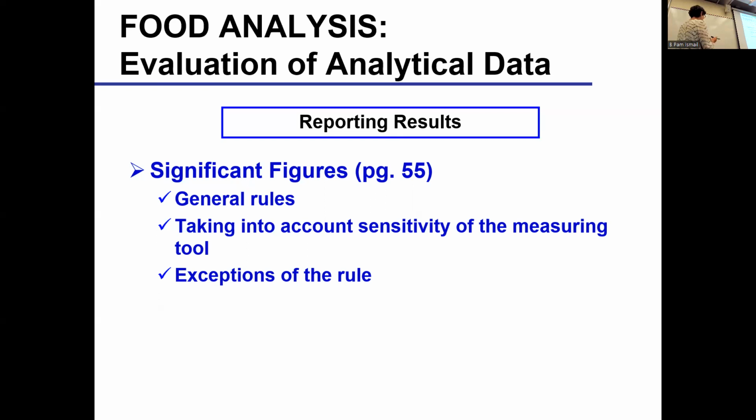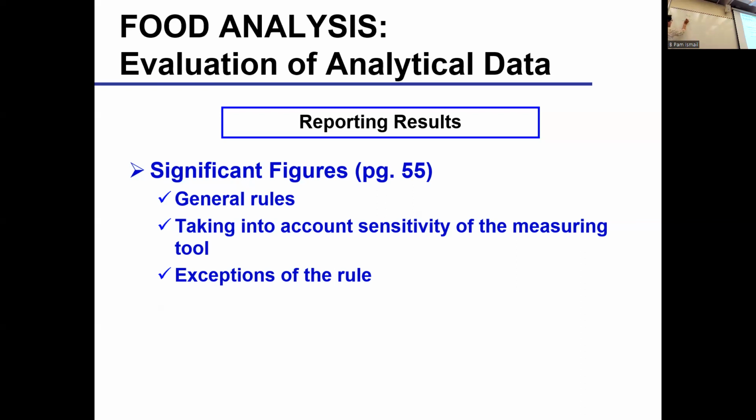Okay, so if you have a number, let's say 700, how many significant figures are there? Brandon, 1. Sorry. Okay. And if you have 700., how many significant figures do you have? 3. Yes. Thank you.